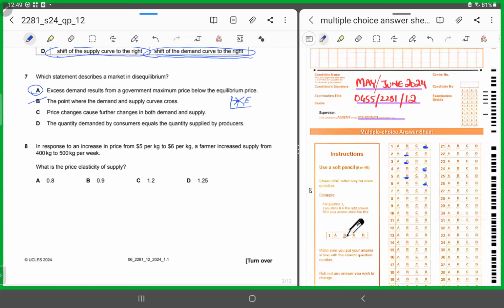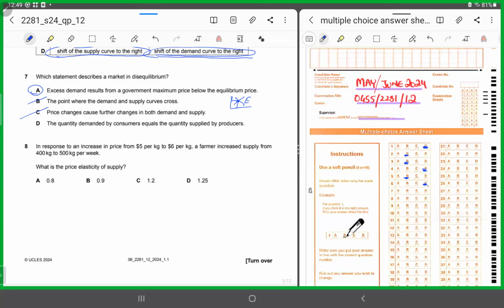So it's against the statement they're making. They want a situation of disequilibrium. We can chop B off. C says price changes cause further changes in both demand and supply. So this means there has been a change in price, but then because of that, the demand and the supply has changed. So there comes again an equilibrium situation. So again, you can chop C off because here we want a disequilibrium.